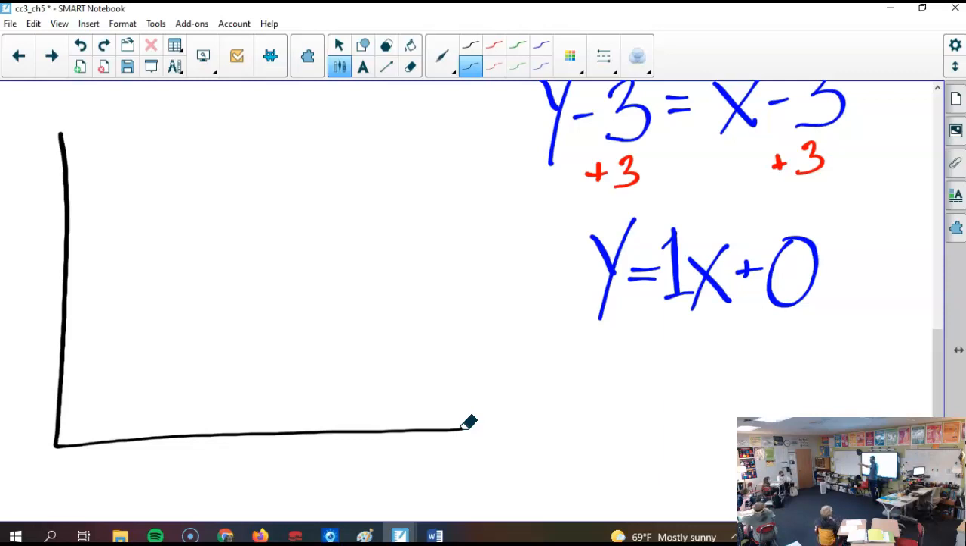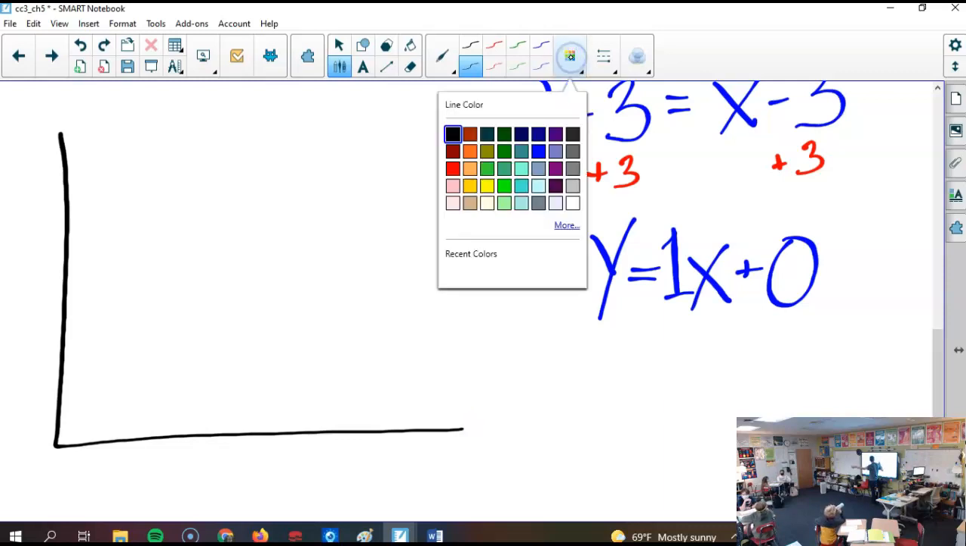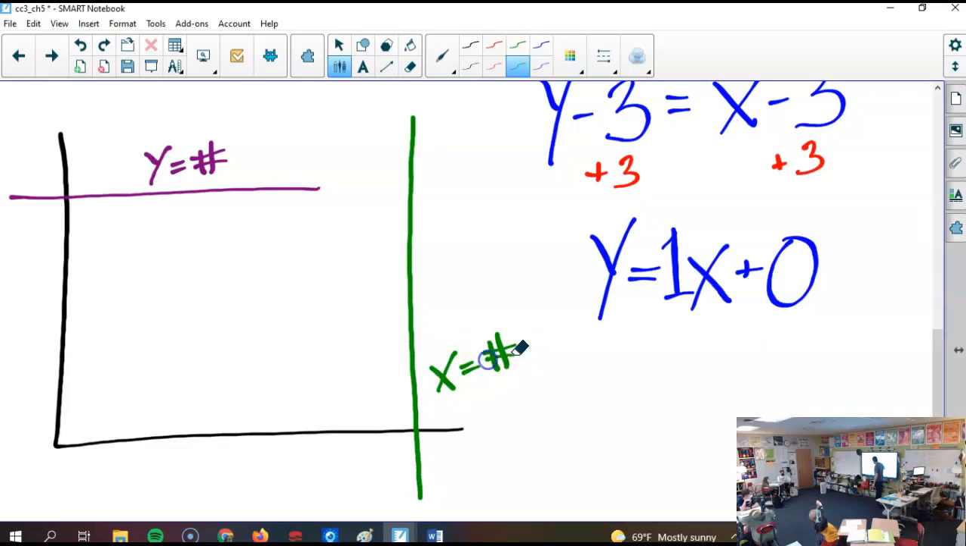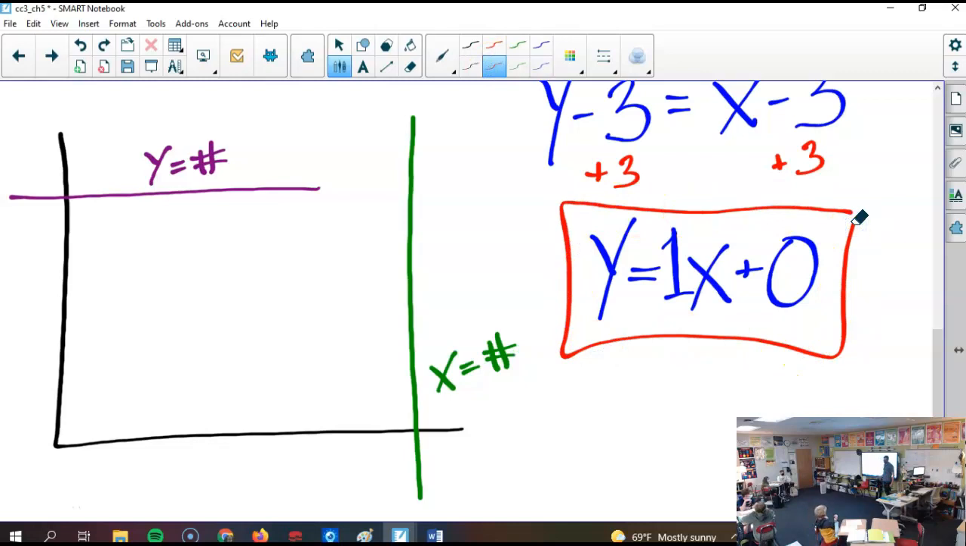Wait, if x equals y, is it a diagonal? We looked at lines like this, and we said lines like this are y equals a number, because y always stays that number. We looked at lines like this, and we said those are when x equals a certain number always. What we're saying is y is whatever x is. It's diagonal. So when x is 0, y is 0. When x is 1, y is 1. When x is 2, y is 2. It's like a multiplication. It's a proportional relationship. It's an easy graph. It's a slope of 1.